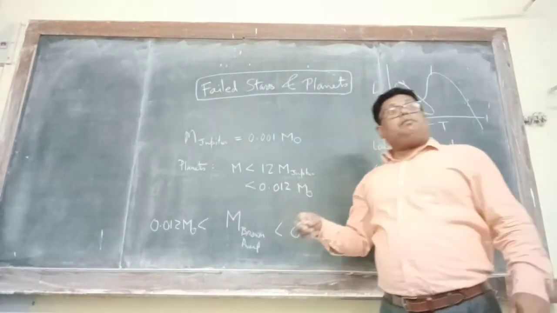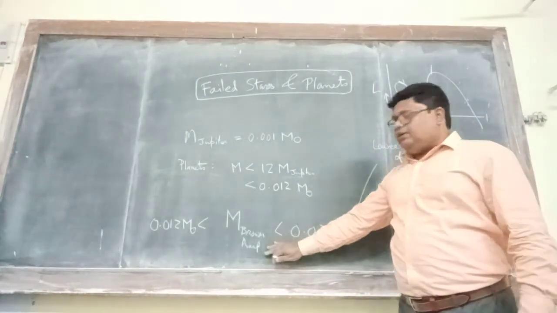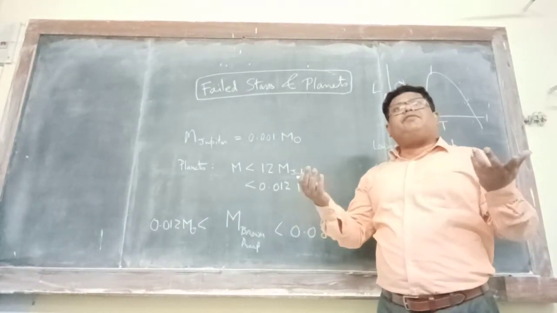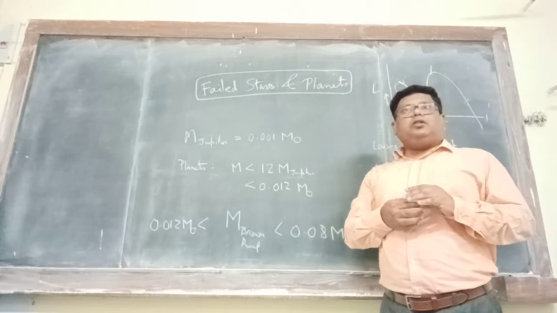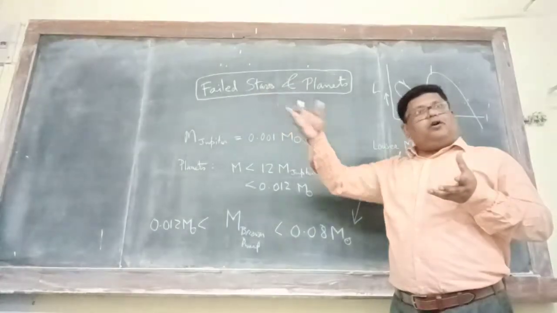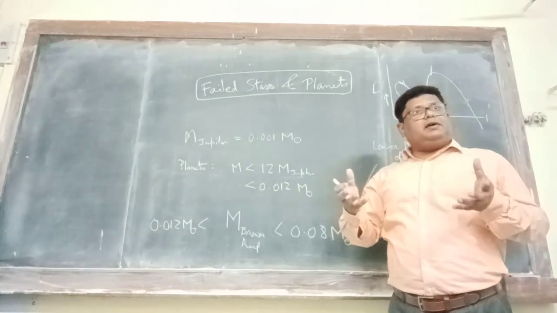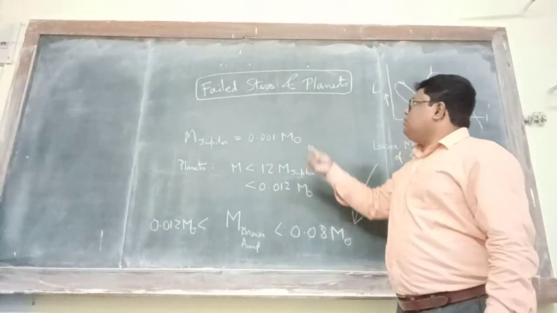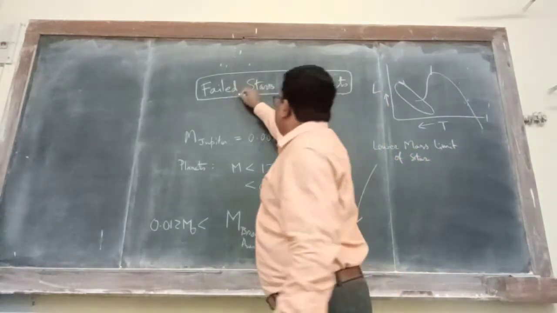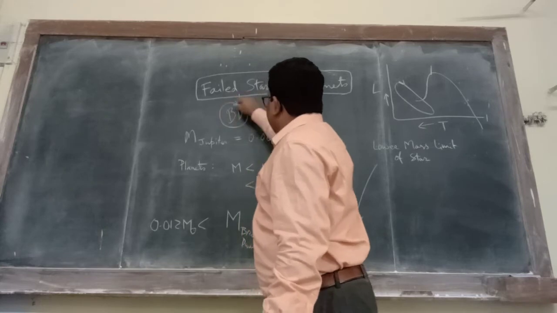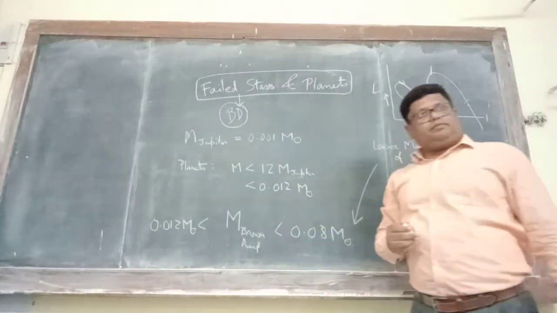Now, what about planets? In a way, what is a brown dwarf? In a way, a brown dwarf is a failed star. Although it's a fragment which has formed due to contraction and all that, because there is no fusion, we will call it a failed star. So, brown dwarf. Right. Now, what about planets?